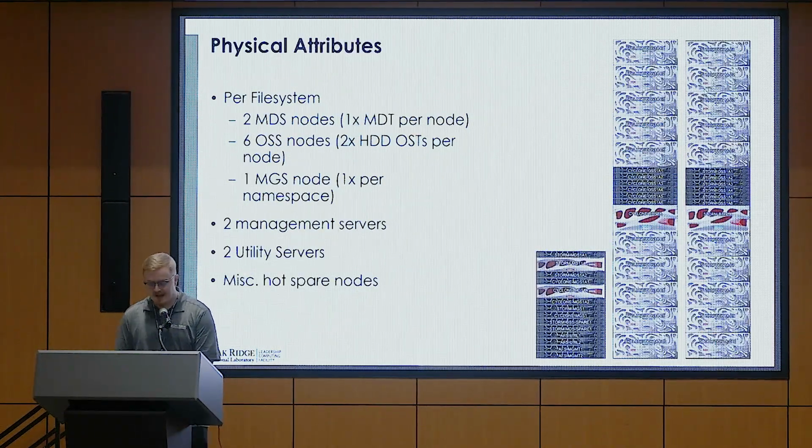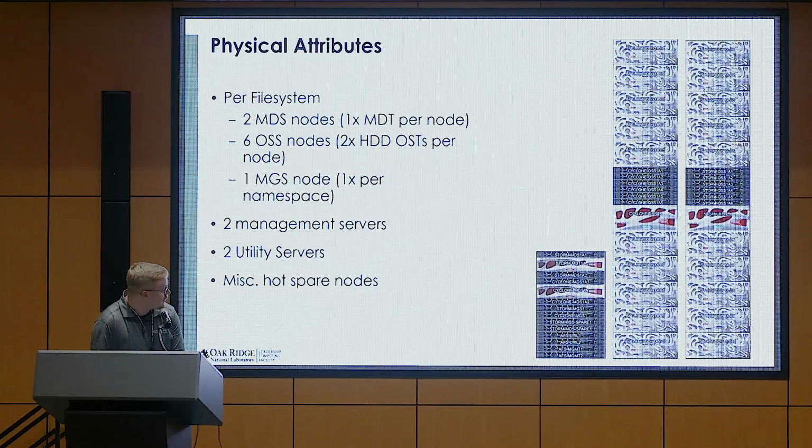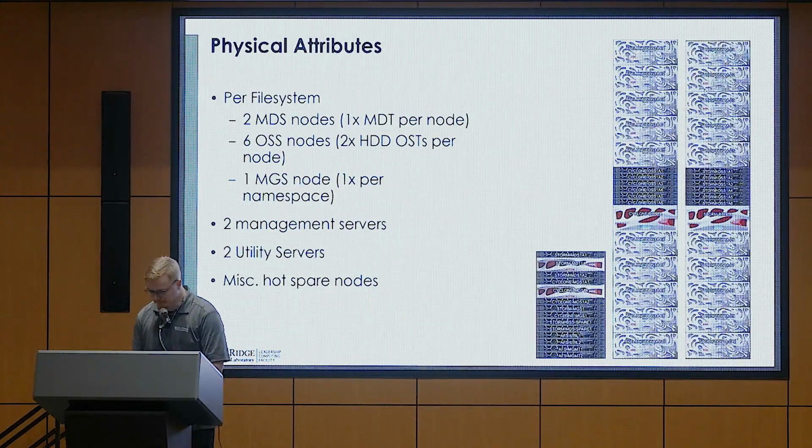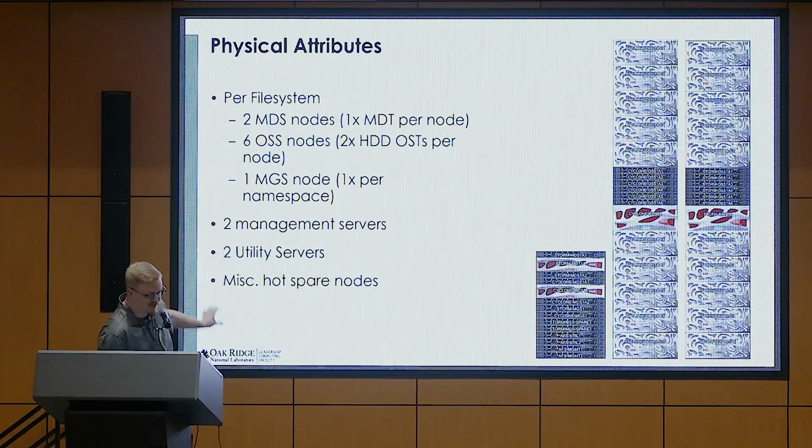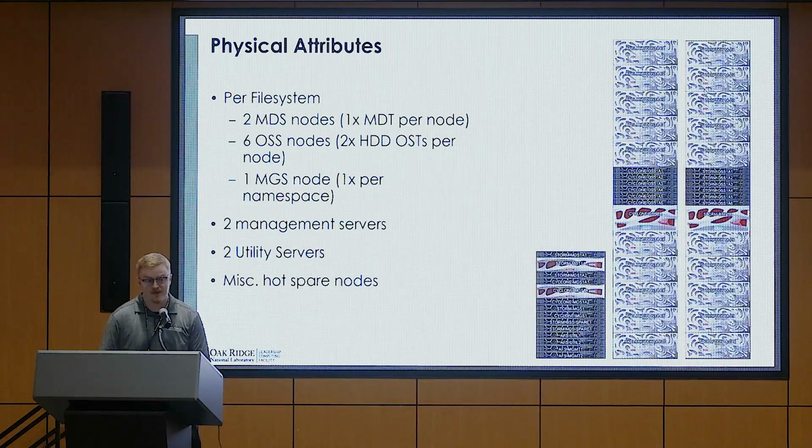Breaking down our physical attributes for our systems, pictured on the right are cabinets that you saw on the previous slides, but additionally, what was not pictured, we have our management stacks, our metadata servers, and our spare nodes. Looking a little bit more in depth at how we have those set up, you're going to notice a lot of even numbers on the left side of the slide here. We have 2 MDS nodes with a single MDT per node, 6 OSS nodes with 2 hard drive OSTs per node, and a singular MGS node.